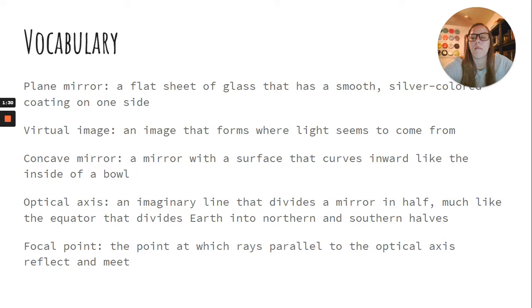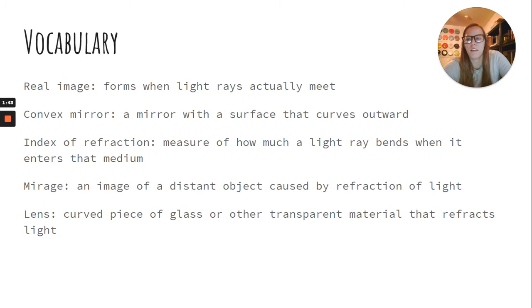Optical axis, an imaginary line that divides a mirror in half, much like the equator that divides Earth into northern and southern halves. A focal point is the point at which rays parallel to the optical axis reflect and meet. A real image forms when light rays actually meet. A convex mirror is a mirror with a surface that curves outward.